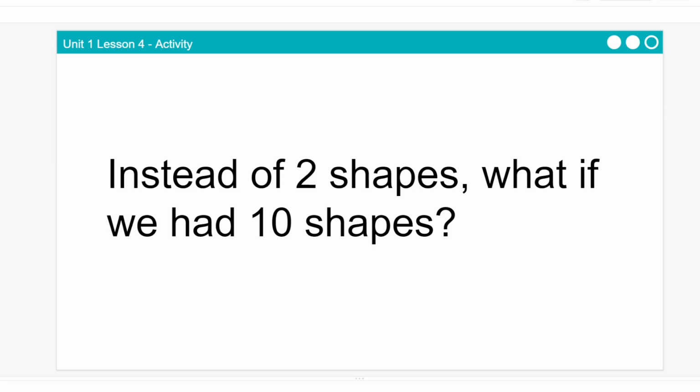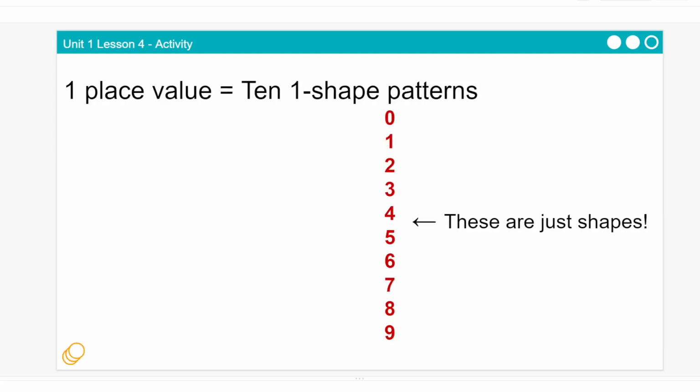Binary uses 2 shapes. Our numbering system uses 10 shapes. Which 10, you ask? These right here. Well, these are just shapes, kids. That is an important concept to get here. Whether we're talking about 1s or 0s or 4s and 5s, they're just all shapes.